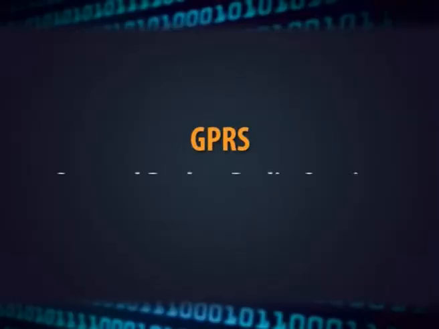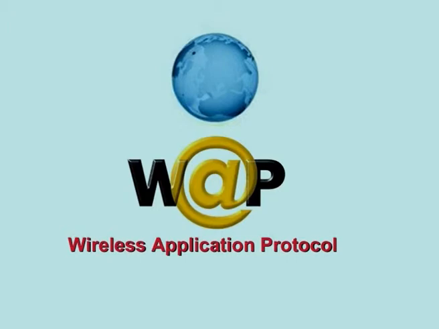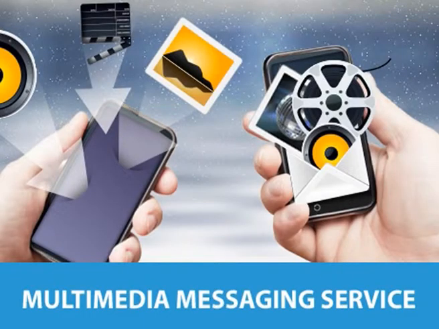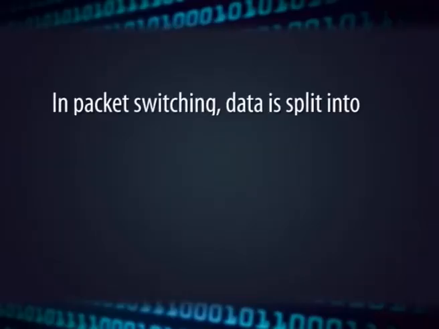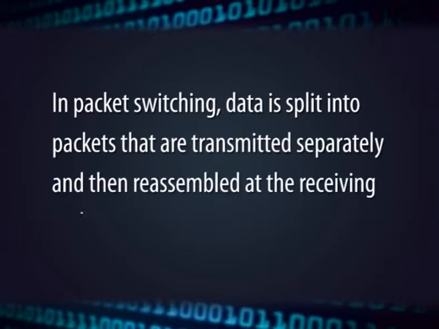The first major step in the evolution of GSM networks to 3G occurred with the introduction of General Packet Radio Service (GPRS). GPRS is a method of enhancing 2G phones to enable them to send and receive data more rapidly. It can be used for services such as wireless application protocol, web access, multimedia messaging services (MMS), and for internet access such as email and World Wide Web access. GPRS is a packet-oriented mobile data service on the 2G and 3G technology. Packet switching is where data is split into packets that are transmitted separately and then reassembled at the receiving end.